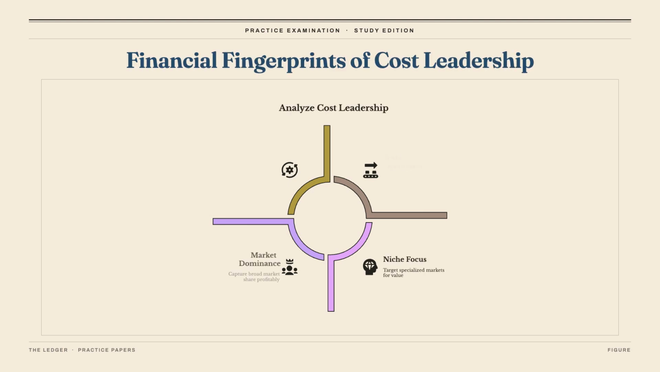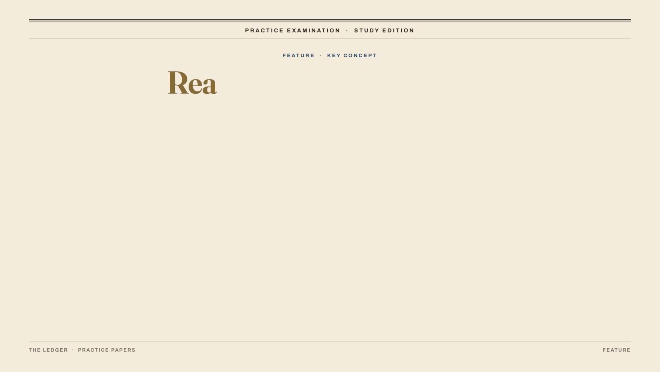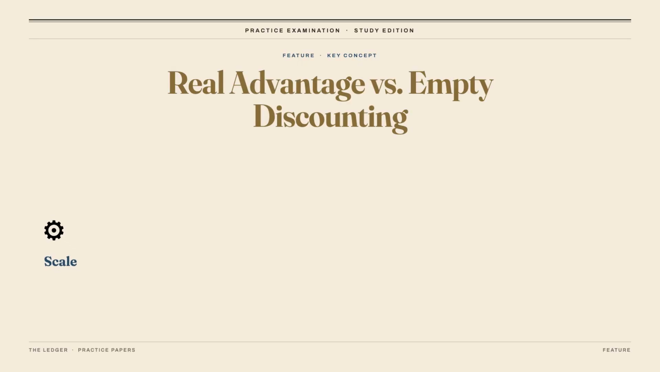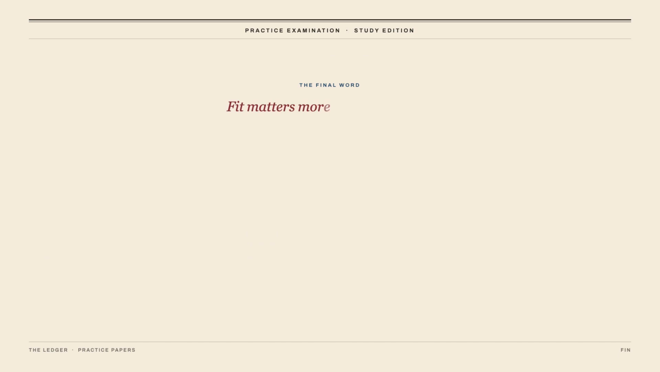The fingerprints show up in the numbers: thin gross margins offset by high volume, lean overhead, and fast inventory turnover, since the model depends on moving product quickly rather than marking it up. Genuine cost leadership rests on real structural advantages that competitors can't easily copy: scale, process efficiency, and purchasing power. Without that foundation, being merely cheap just destroys a company's own margins.